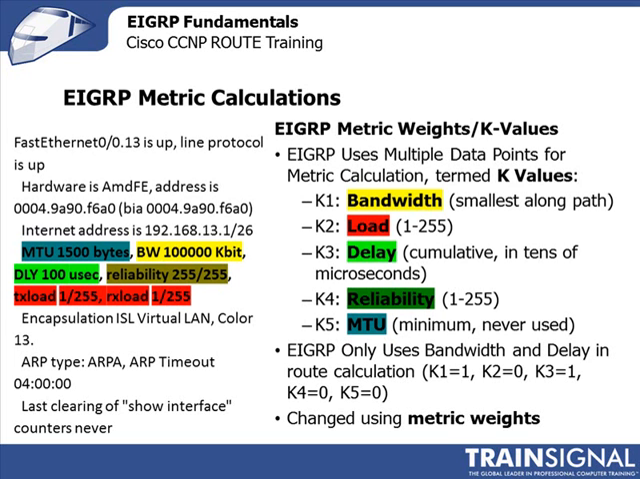Delay, now this isn't constrained delay, but this is actually cumulative delay from the point of origin, that particular router, to the destination network. And again, that's looked at in tens of microseconds.